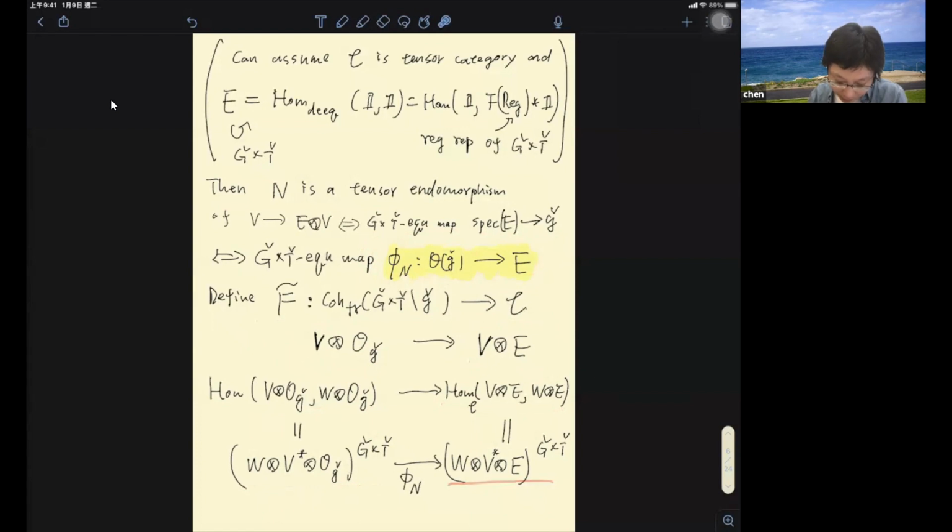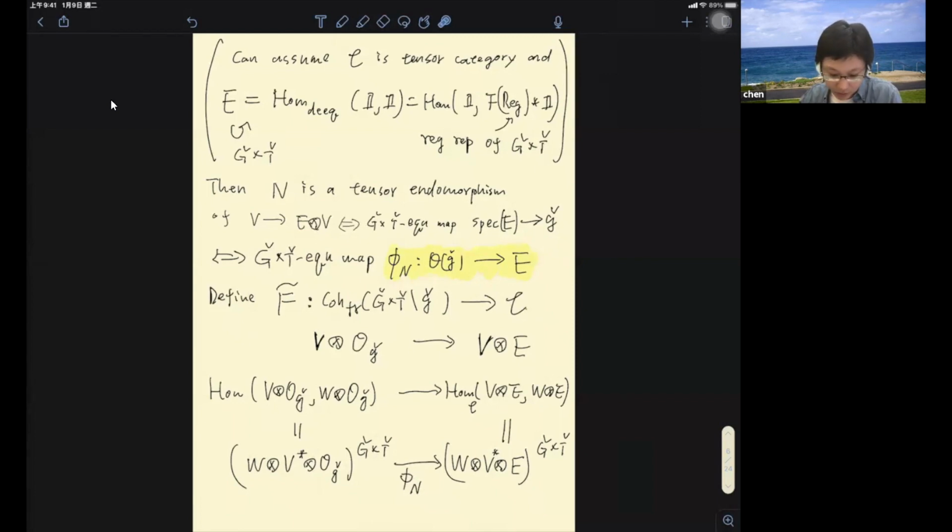And our map B_N is G check times T check equivariant. Therefore, it induces a map on Hom spaces. And then you are done. So then you get a functor. And you can easily check that this map will send this tautological endomorphism to the tensor endomorphism. So that's the first step, the construction of the lifting to the quotient of the Lie algebra G check.